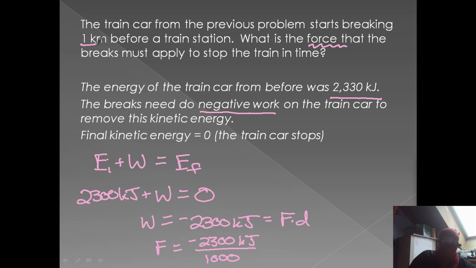That's 1 kilometer. We don't like kilometers, we like meters. So you get a total of 2,330 newtons. Now, I know 2,300 divided by 1,000 gives you 2.3, but remember this is kilojoules. So basically this 1,000 meters here just knocks off that K, and it just becomes newtons.